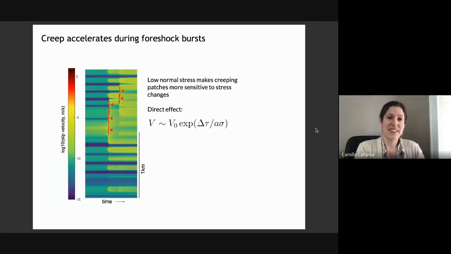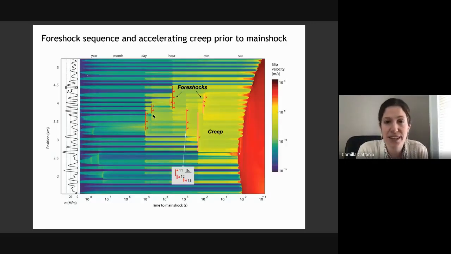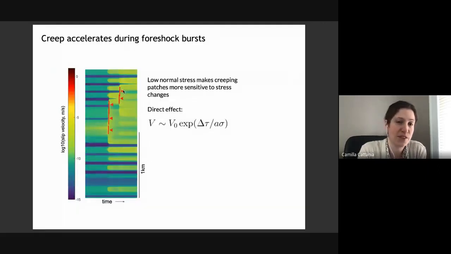And one interesting observation is that you see an acceleration in aseismic slip during the foreshock bursts themselves. I'll just go back very quickly. The first thing you can notice is an overall increase in the creep velocities. So we go from green to yellow here. So we have an acceleration in creep. And again, if we zoom in, we see that most of this acceleration takes place during the foreshocks themselves. And it is maybe surprising to see that creeping patches respond to foreshocks even when they are several rupture lengths away. And by rupture length, I mean the rupture length of the foreshock.